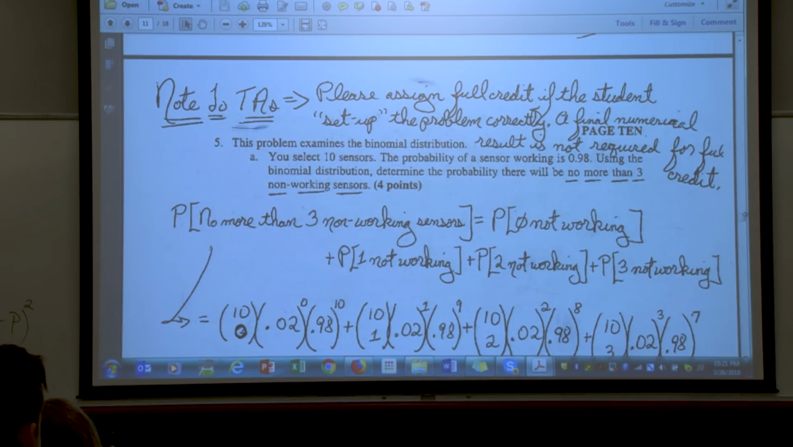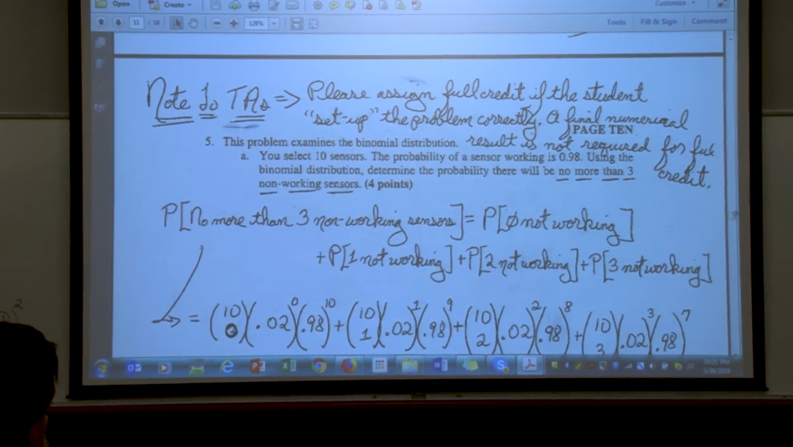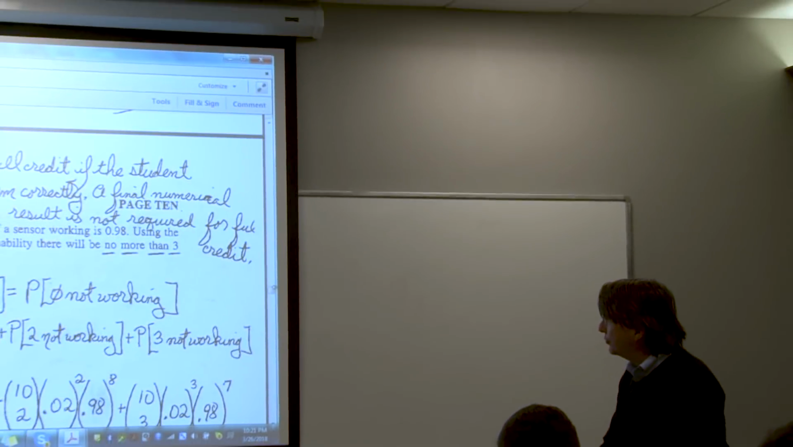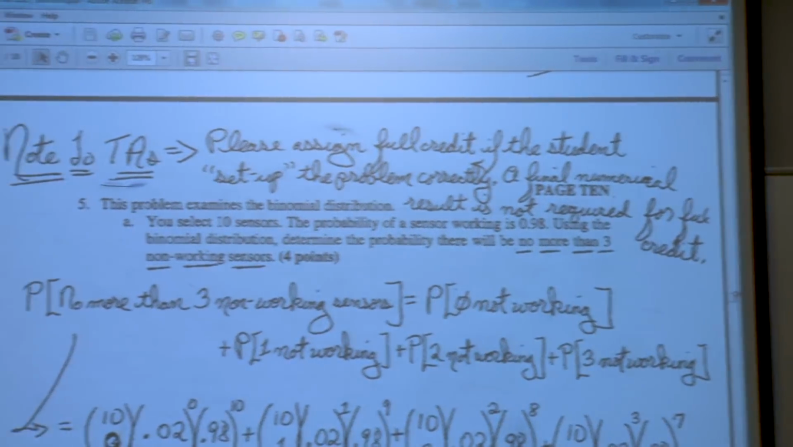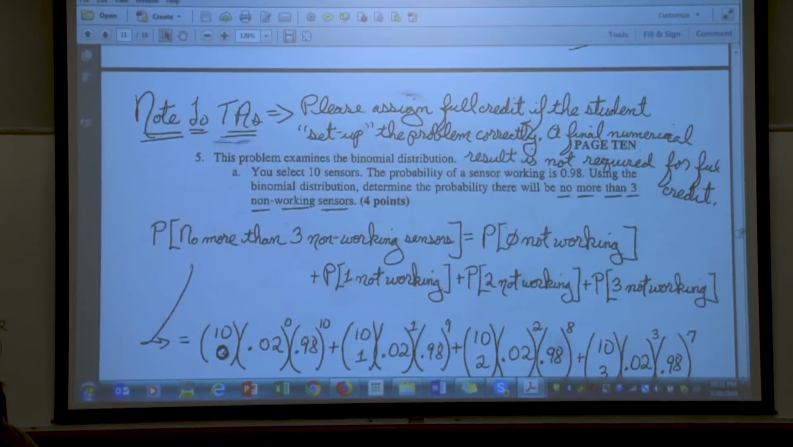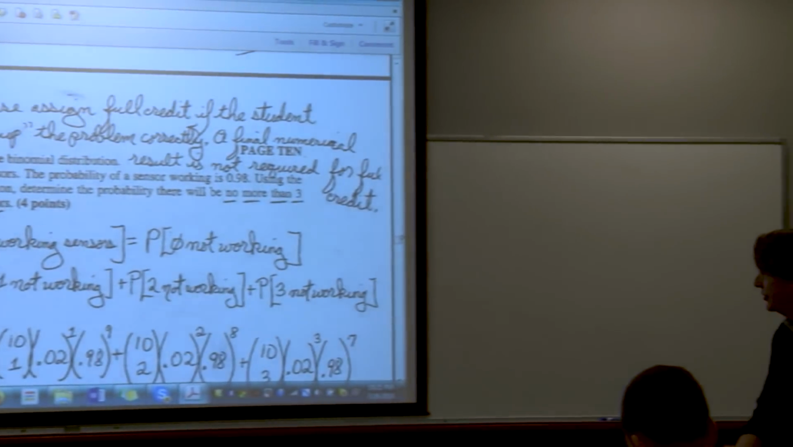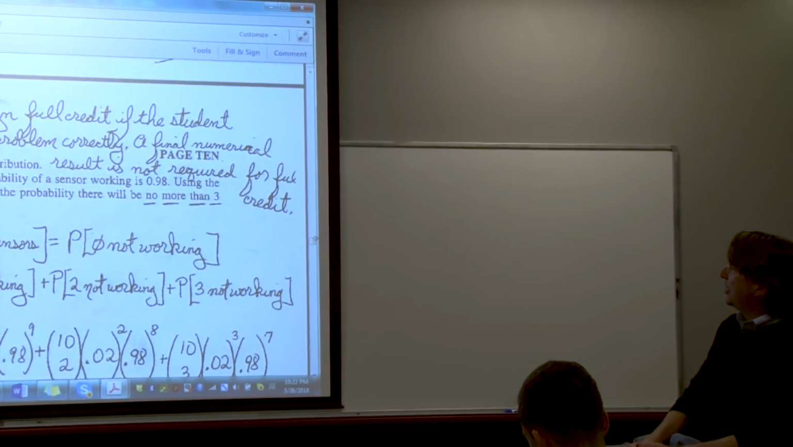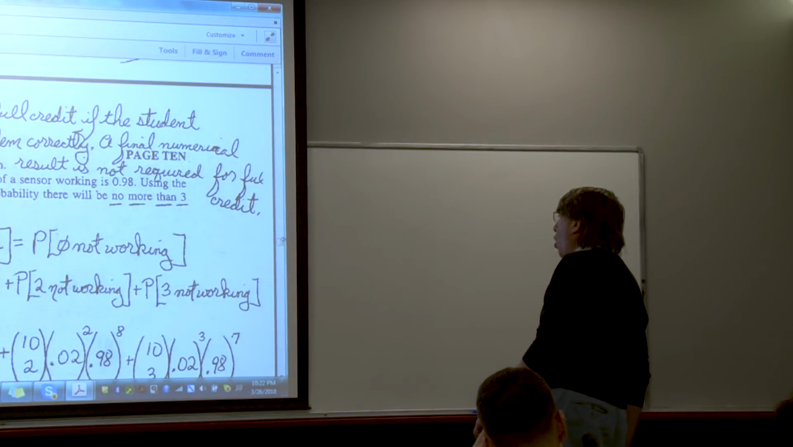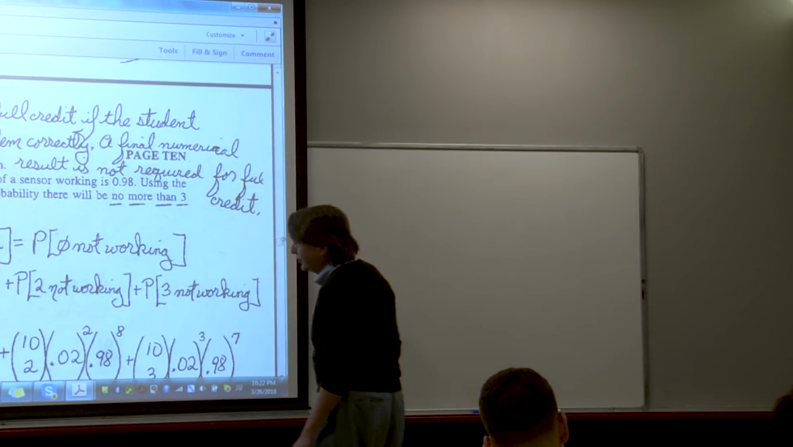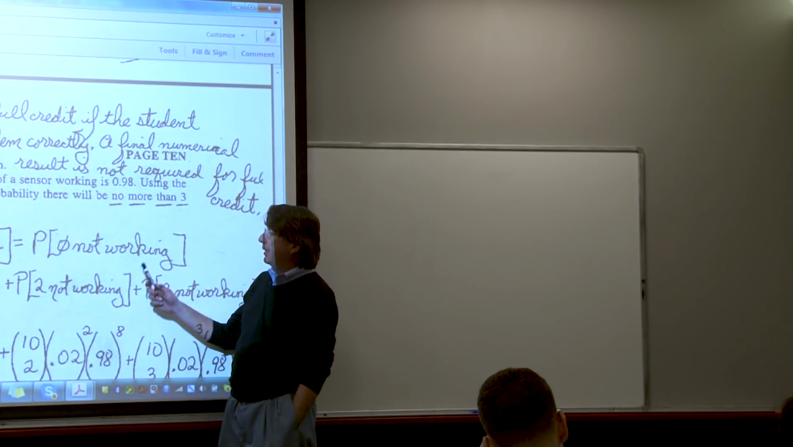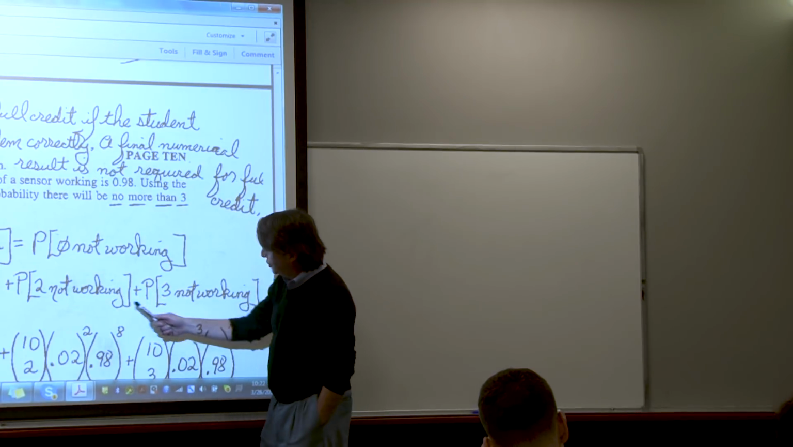I guess it must have been around Thanksgiving or something. I felt generous. For this one here, you got full credit if you just set it up right. It's a binomial distribution, okay? So you got 10 sensors. The probability of a sensor working is 0.98. Determine the probability there's no more than 3 non-working sensors. So the probability of no more than 3 non-working sensors means the probability of 0 not working, or 1, or 2, or 3.